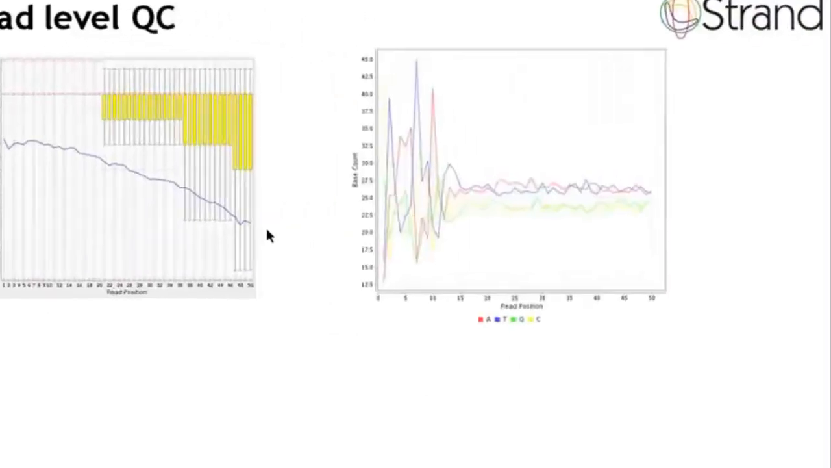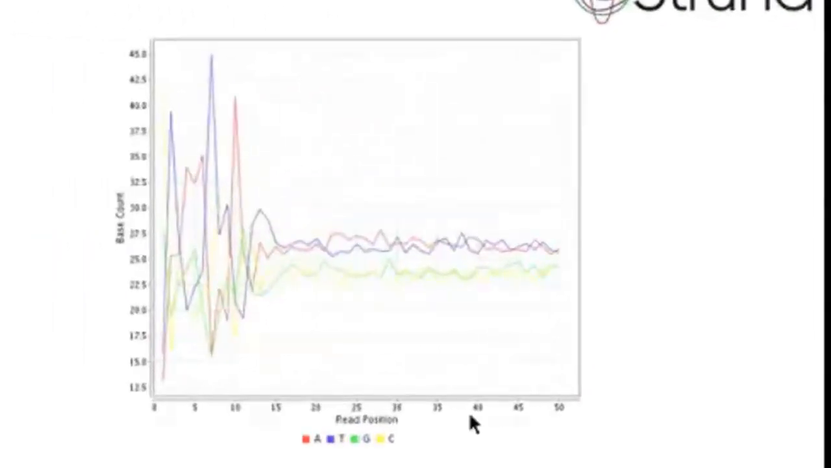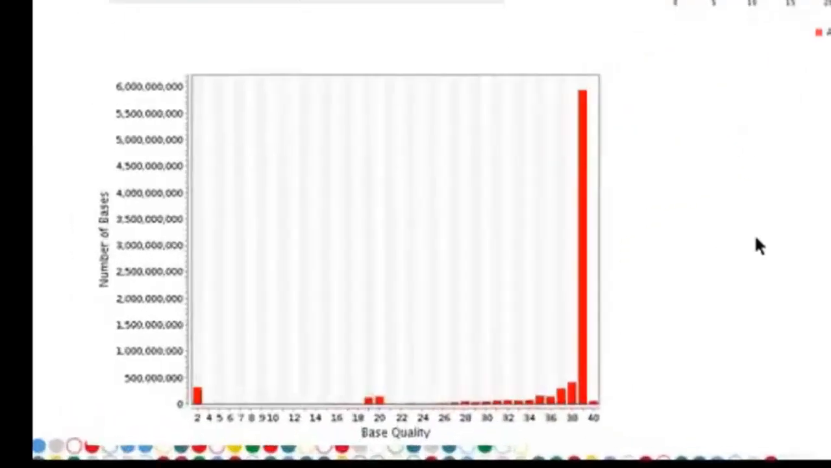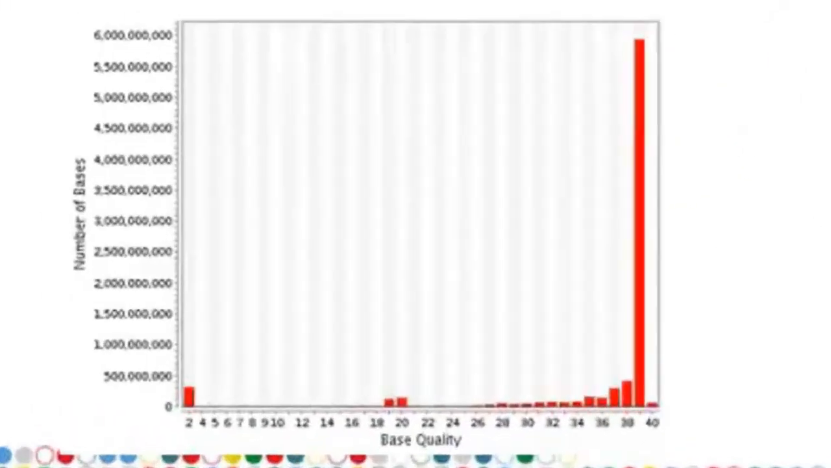We also provide a base composition by position plot. Here it indicates that within the first 10 bases, there seems to be a preference for certain bases at different locations. However, after a while you can see that the GC composition stabilizes at the GC percentage of the genome. Then we have the base quality distribution plot, where we count for each quality the number of bases with that particular quality in the sample.